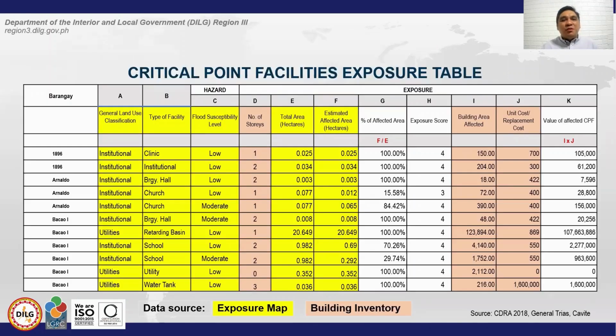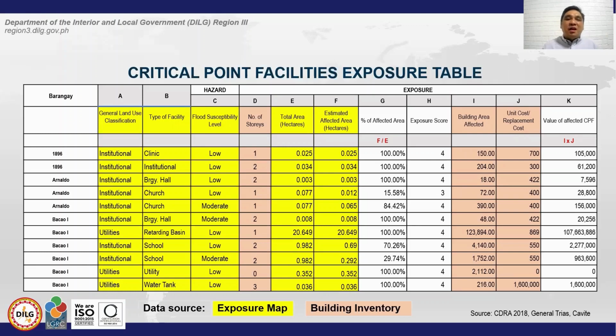In this example, each type of critical point facilities or CPFs were mapped out per barangay. There are times that even the names of each CPF are included in the table. The map will automatically reveal the susceptibility and land area affected where the CPFs are located, while the number of stories can be supplied by the building official or key personnel such as barangay officials.